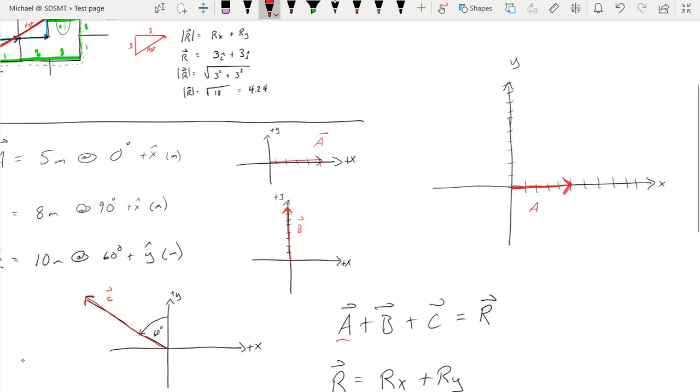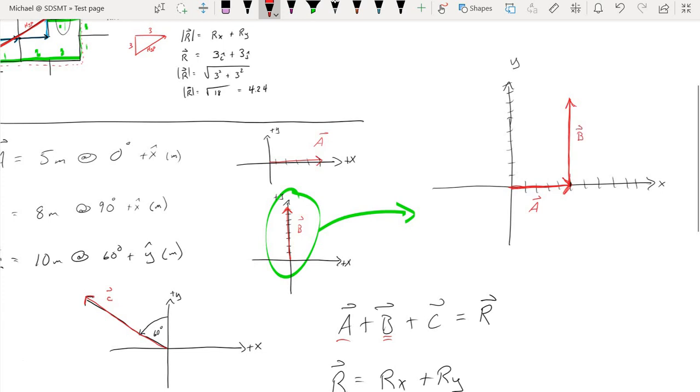Then I have to add to the head of vector A the tail of vector B. Well, really what I'm going to do is take vector B, pick it up, and stick it right on the head of vector A. And so when I do that, I get vector B, which goes up 1, 2, 3, 4, 5, 6, 7, 8, which would be right about there. So right now I have vector A plus vector B.